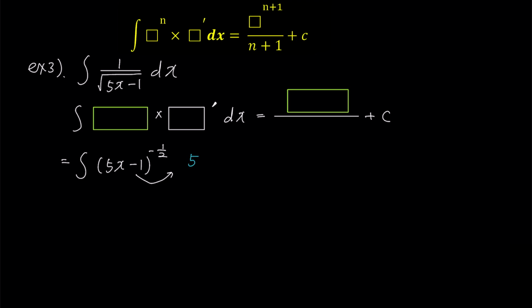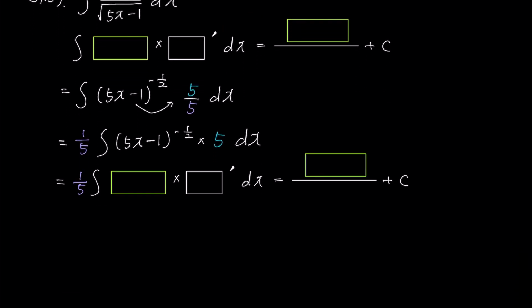What should we do then? Once again, we multiply by 5 over 5. As a result, multiplying by 1 has no effect on the formula. We move the denominator 5 to the front of the integral and leave the numerator 5 behind the box. Now the box rule comes into play again. We are ready now. We put 5x minus 1 in the green box with the exponent of negative half, and we put 5 in the box prime. We also multiply by 1 over 5 on the right, and the exponent of the green box and the denominator both increase by 1. Now we fill in the box with the 5x minus 1, and the answer is complete.